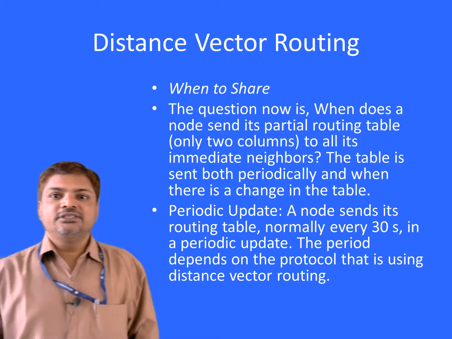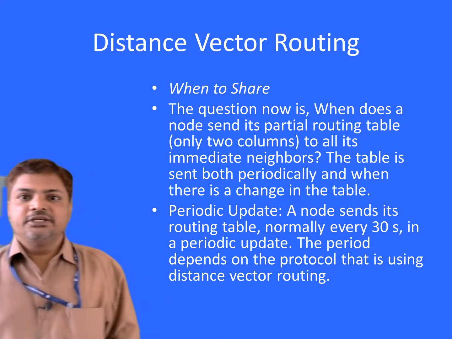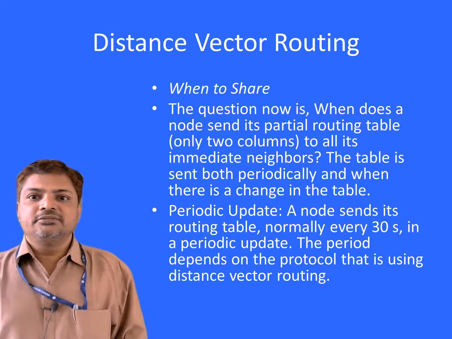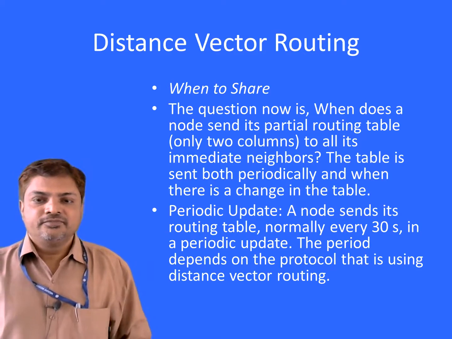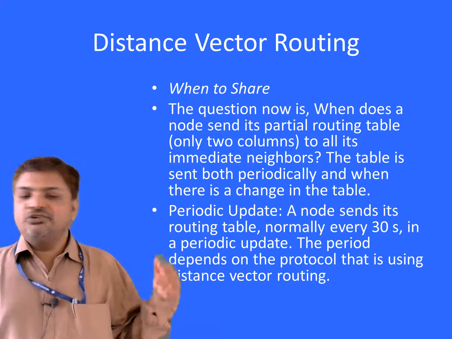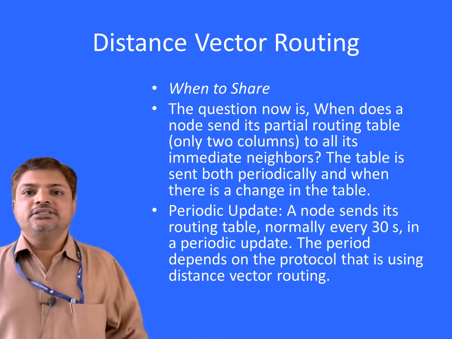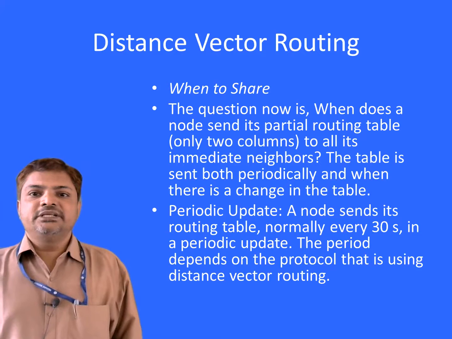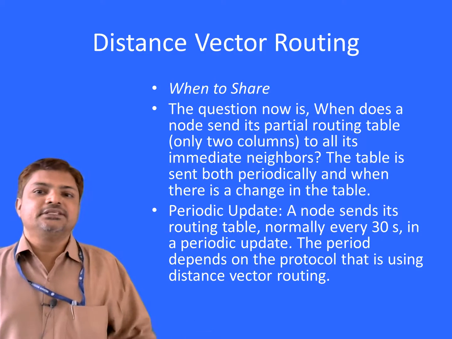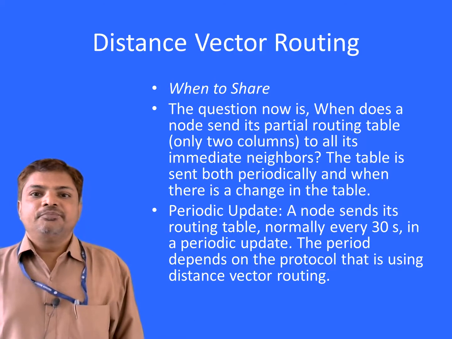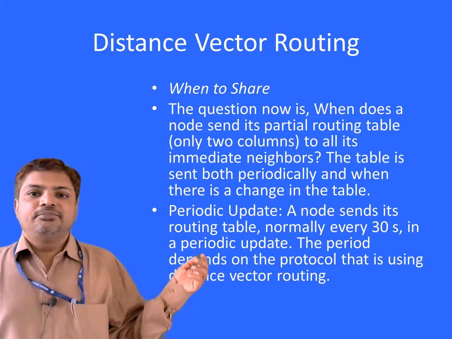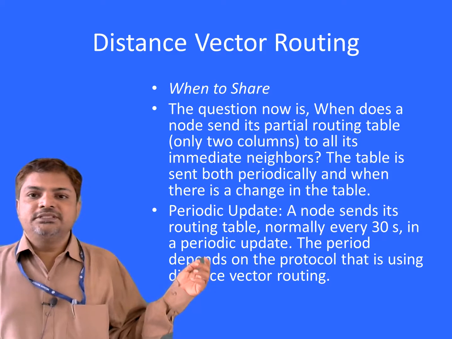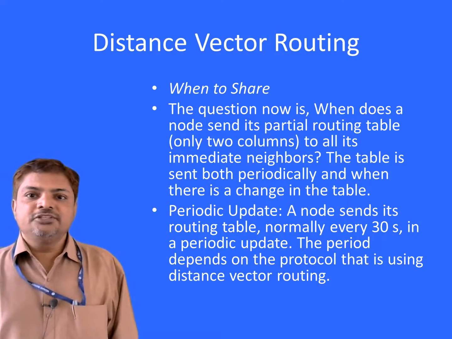When to share? The question now is, when does a node send its partial routing table, only 2 columns, to all its immediate neighbors? The table is sent both periodically and when there is a change in the table. Periodic update: a node sends its routing table normally every 30 seconds. The period depends on the protocol that is using distance vector routing. This is known as periodic update.